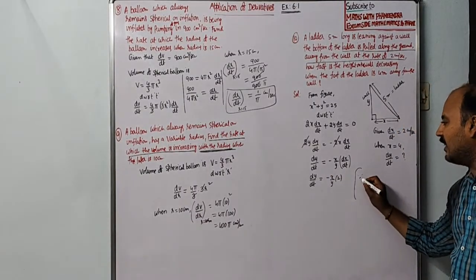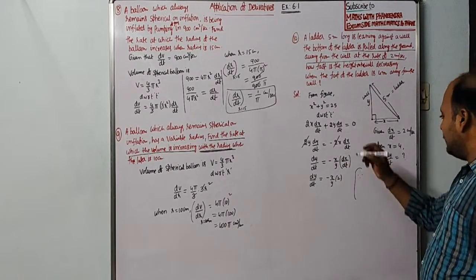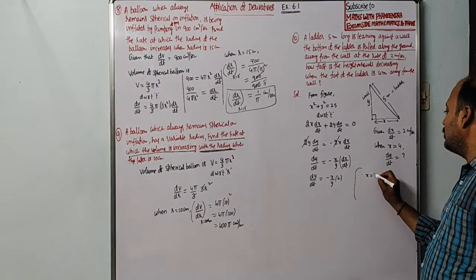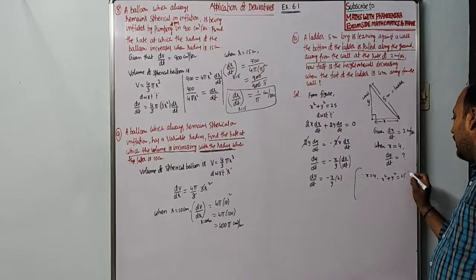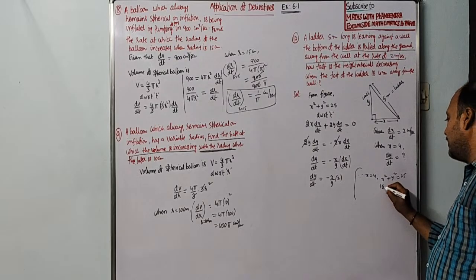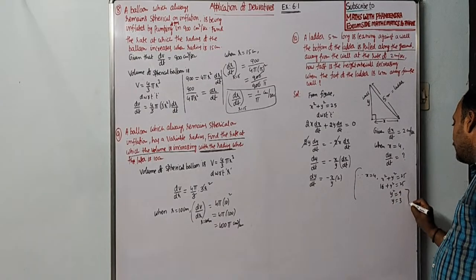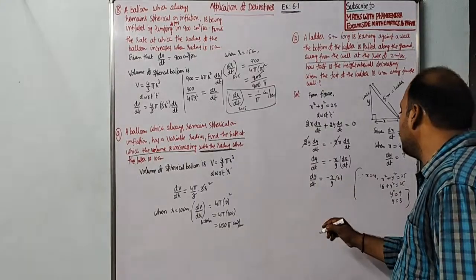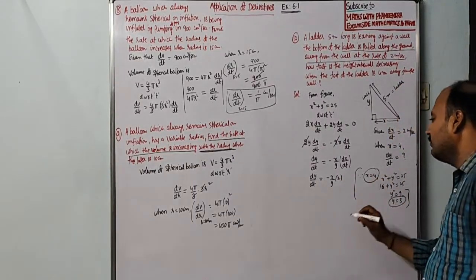Before that, we need to find the x and y values. When x is equal to 4, x square plus y square is equal to 25. So 16 plus y square is equal to 25. y square is equal to 9, y is equal to 3. So y is equal to 3 when x is equal to 4, which is already given.